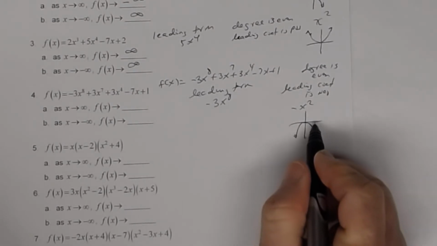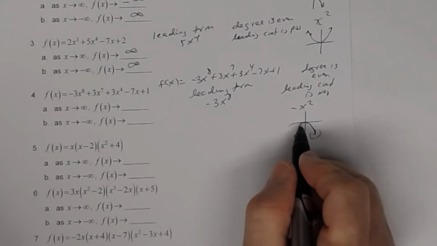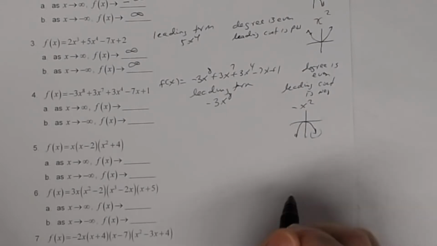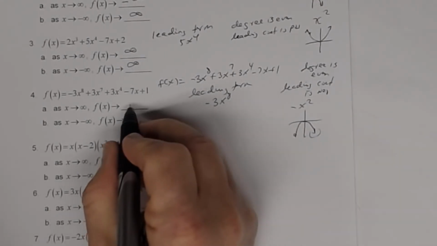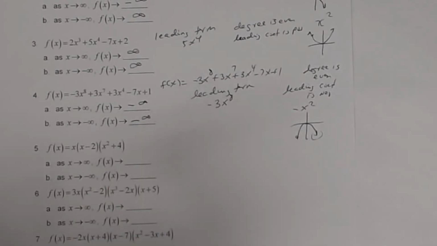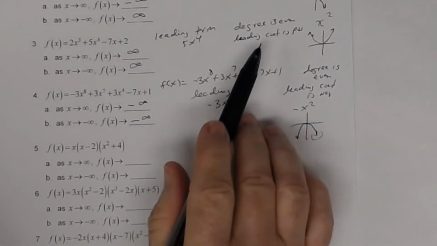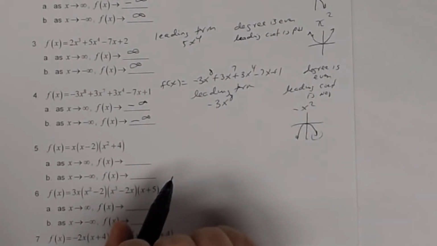So as x goes to infinity or negative infinity, your y values in both cases go to negative infinity. So you're going to say negative infinity. So the functions with even degree are easy to figure out.